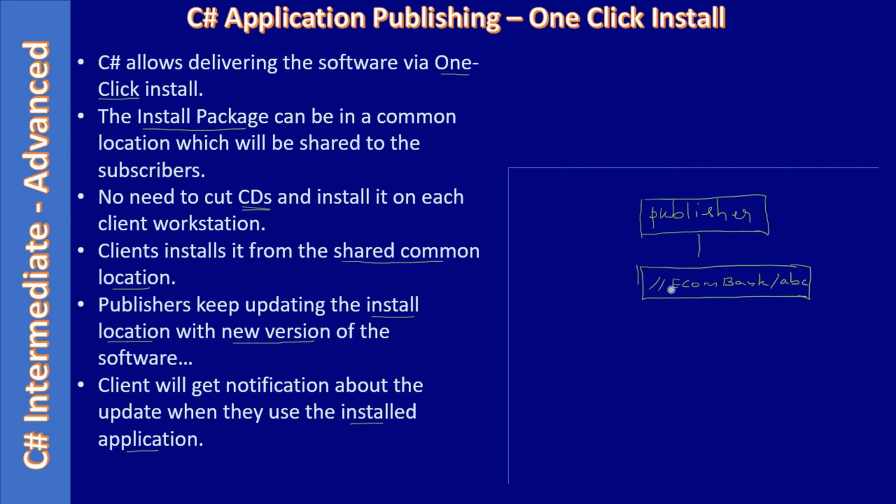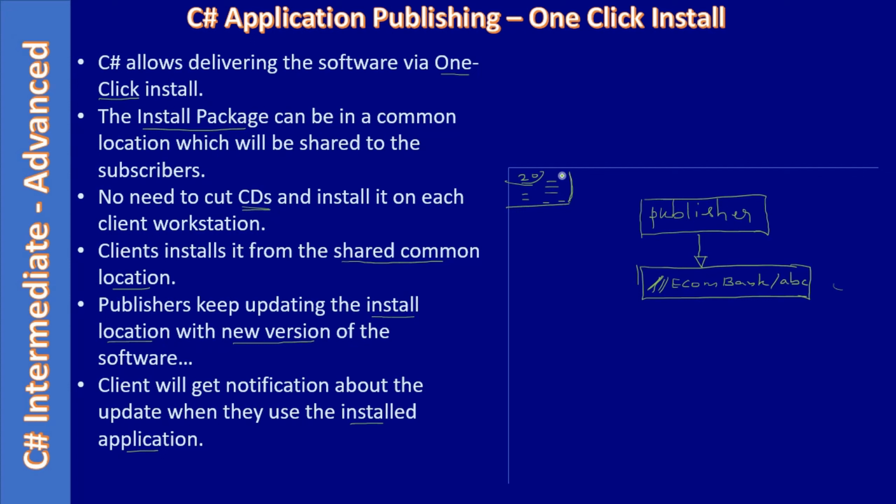So this is the network share, for example, Ecom Bank, and ABC is the location, and from that location there will be an e-commerce banking application. So the publisher will publish the application or the installer on a common network share. Imagine that this is a big office setup. For example, consider a 20-story building with all the banking processing going on on each floor.